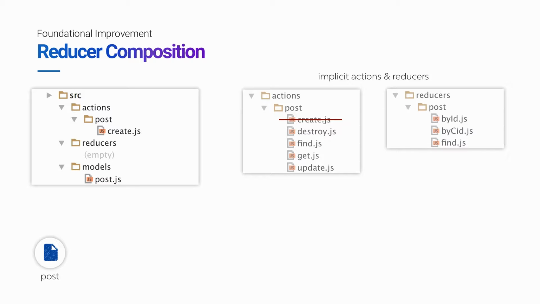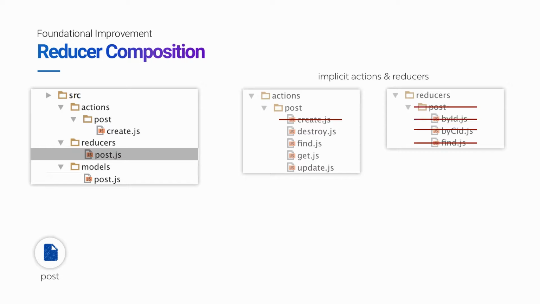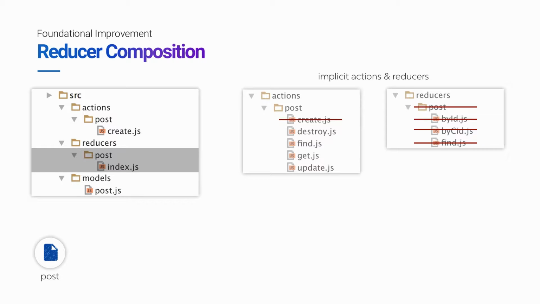If you want to completely take control of all reducers for a model, you have 2 options. The first is that you can create a reducer matching the name of the model, such as post in this example, and place it at the root of the reducers folder. This will declare to Lore that you want to manage all post reducers yourself, and the framework will provide nothing for that model. As an alternate syntax, you can accomplish the same thing by providing a reducer called index inside a folder named after the model.